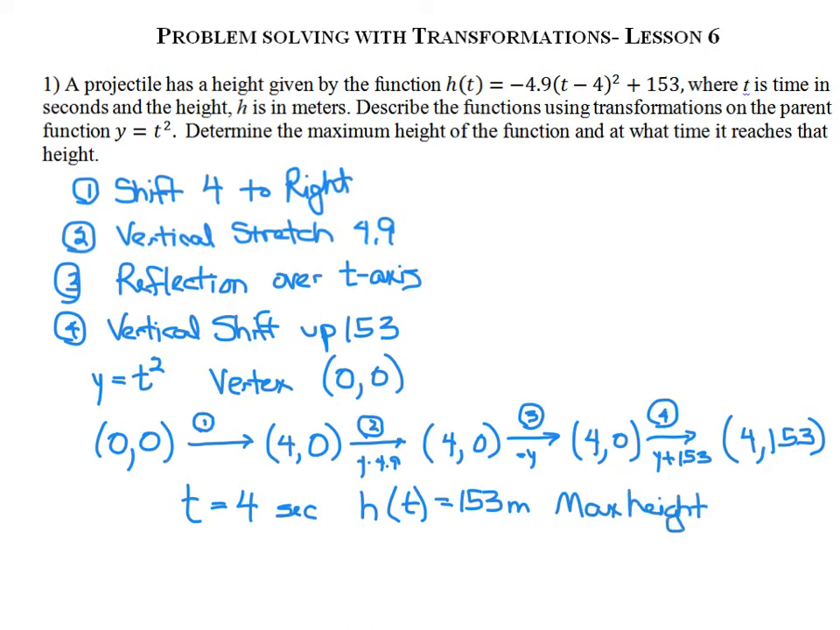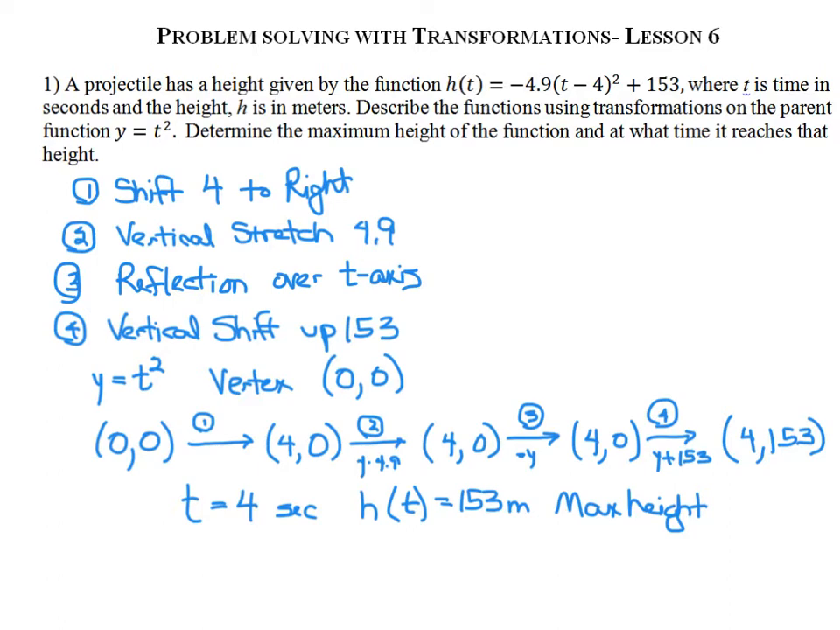Now, of course, we could check this on our graphing calculator by just putting this function into y1, replacing the t with an x on our calculator. We'd have to adjust our window to make sure that we could see a maximum of 4, 153. So the most important thing would be to make sure that my y max goes above 153 in order to see this vertex point.